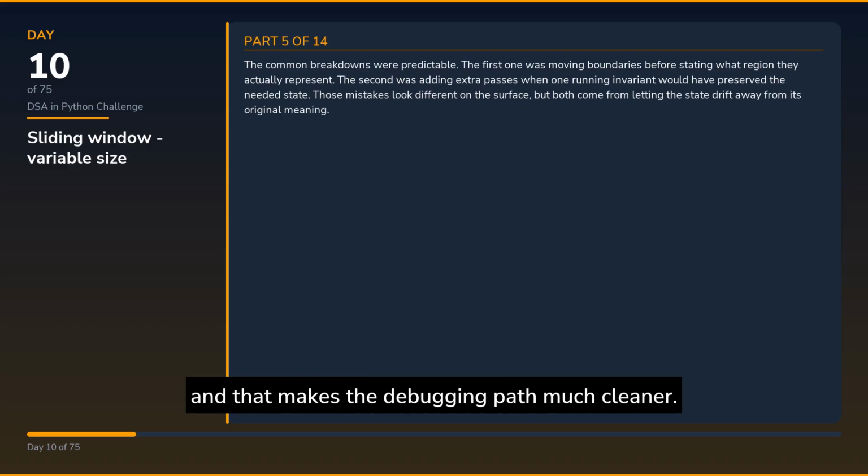The common breakdowns were predictable. The first one was moving boundaries before stating what region they actually represent. The second was adding extra passes when one running invariant would have preserved the needed state. Those mistakes look different on the surface, but both come from letting the state drift away from its original meaning.